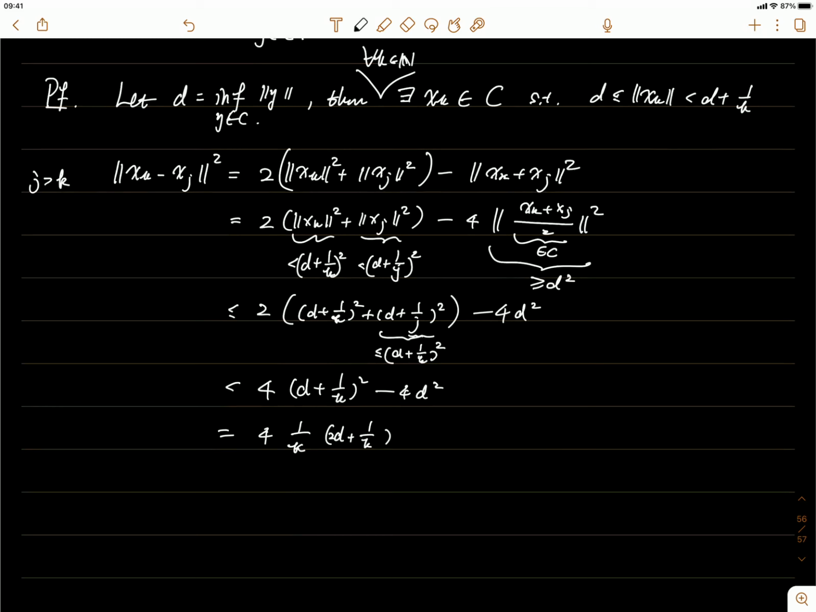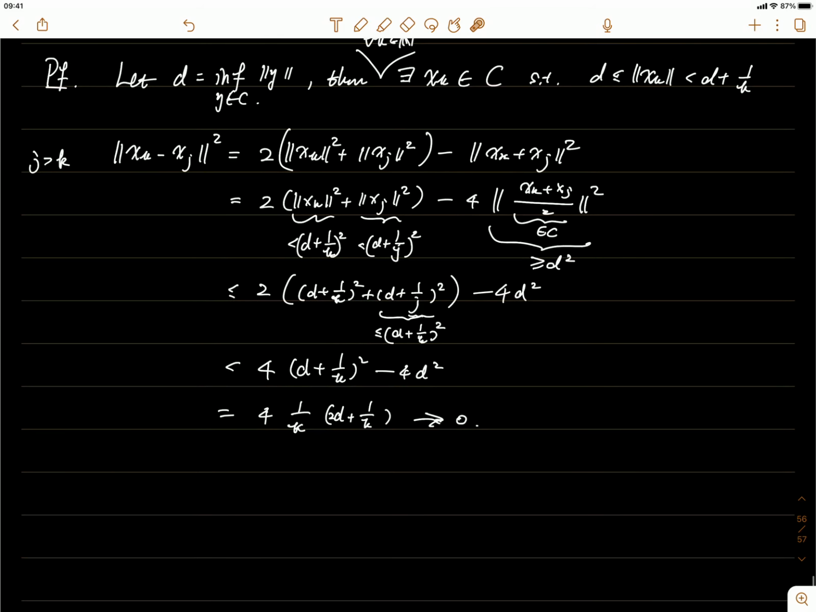Okay, D is a fixed number, so you know that when k goes to infinity, this one goes to 0. And it's independent of j, so that means for any j bigger than k, as long as k is sufficiently large, this thing approaches 0, and that means this xk is a Cauchy sequence.